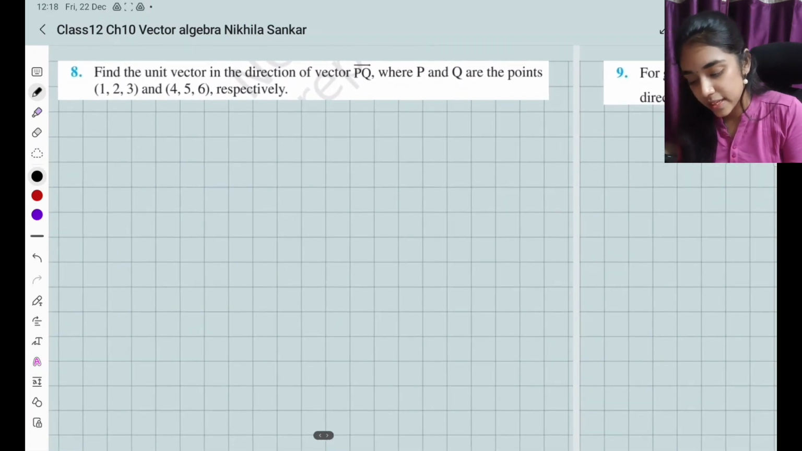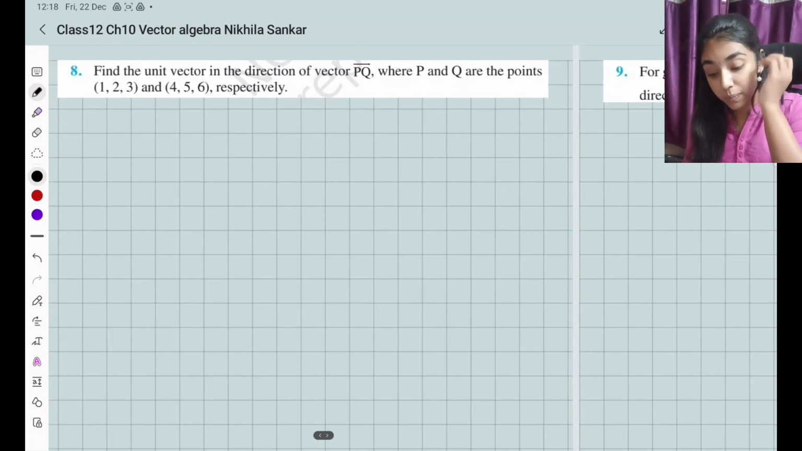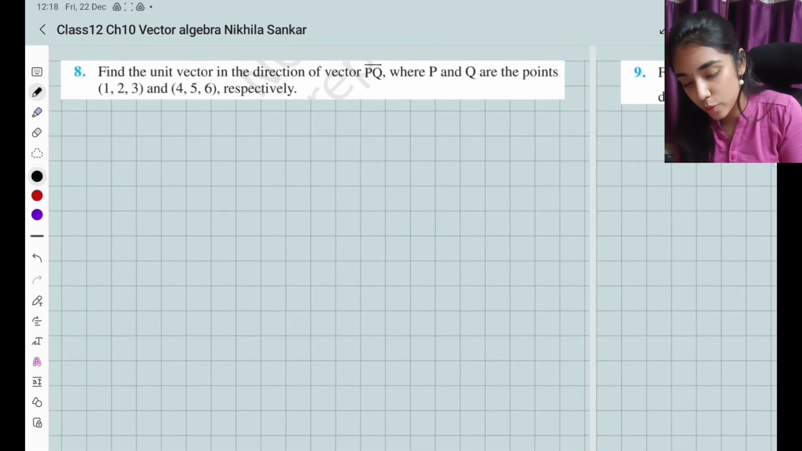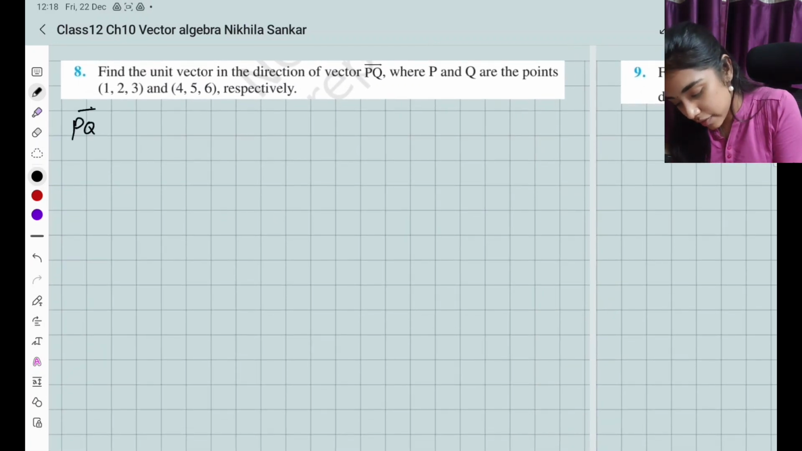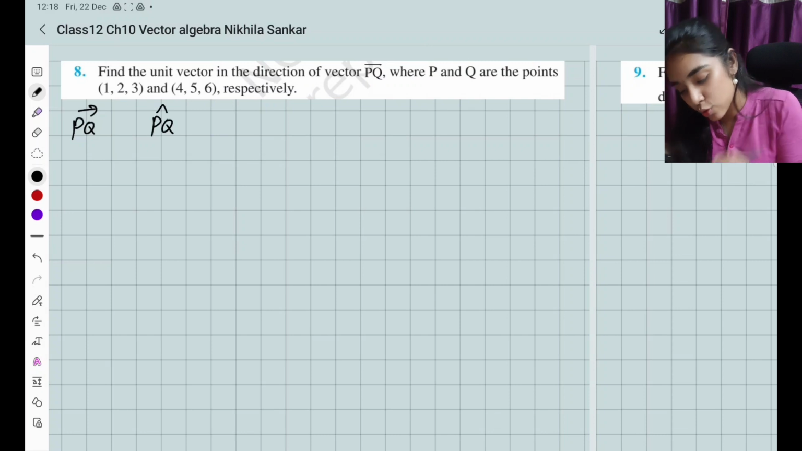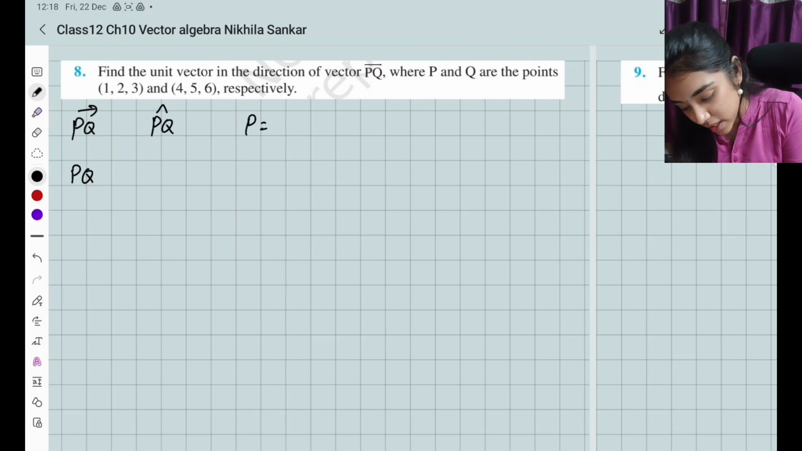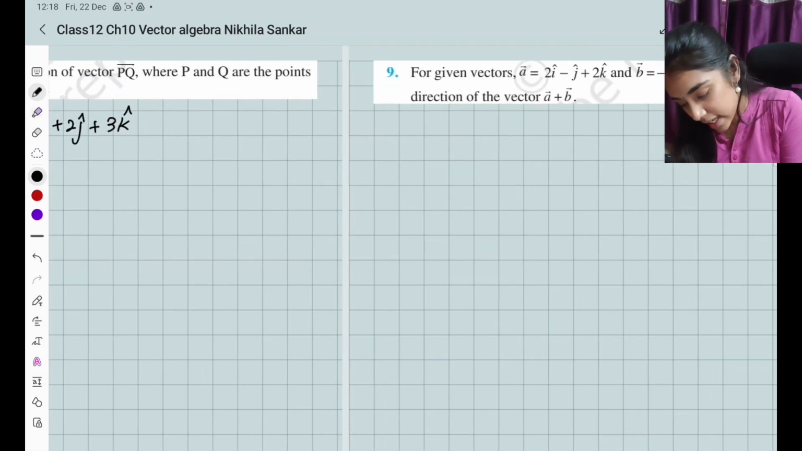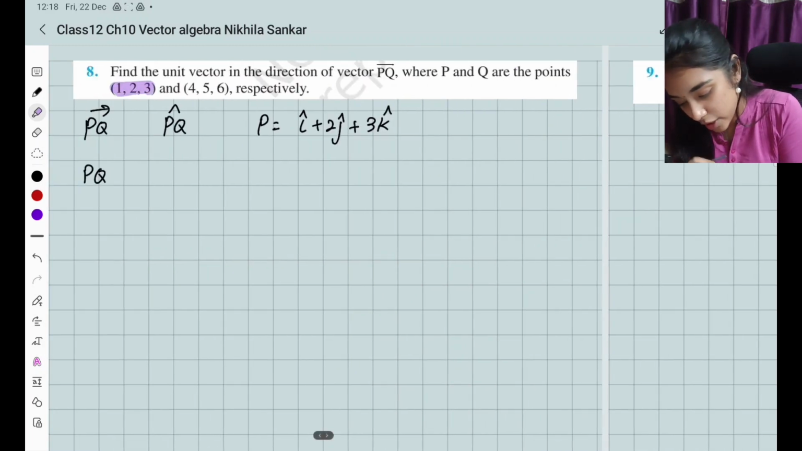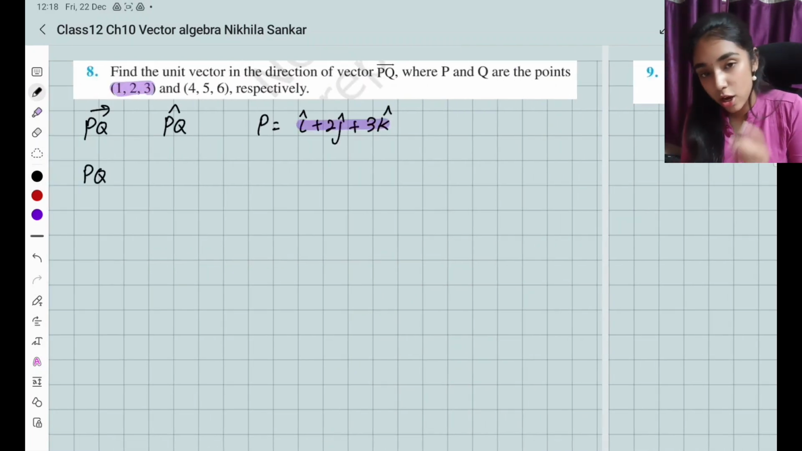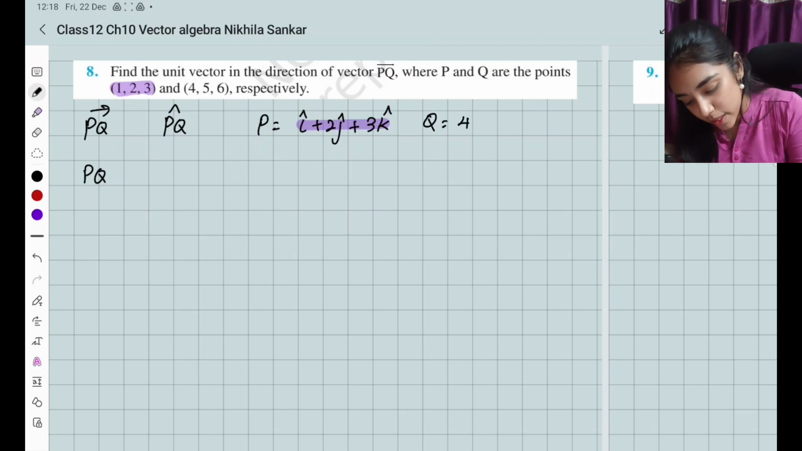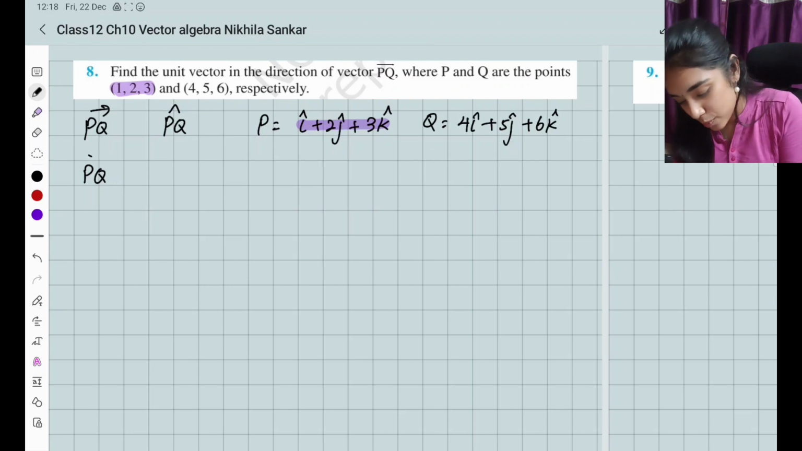Question number 8. Find the unit vector in the direction of the vector PQ, where PQ are given. PQ points தனியா கொடுத்திருக்கு. So first I need to find what PQ is. Then I need to find the unit vector PQ cap. Okay. So first PQ எப்படி கண்டுபிடிக்க போறேன்? Let me write P. I have P to be I cap plus 2j cap plus 3k cap. இந்த point தான் வந்து P இல்லையா? இந்த point P, I'm writing it in IJK components formல எழுதுறேன். And Q is going to be 4i cap plus 5j cap 6k cap. So PQ vector is going to be Q vector minus P vector.